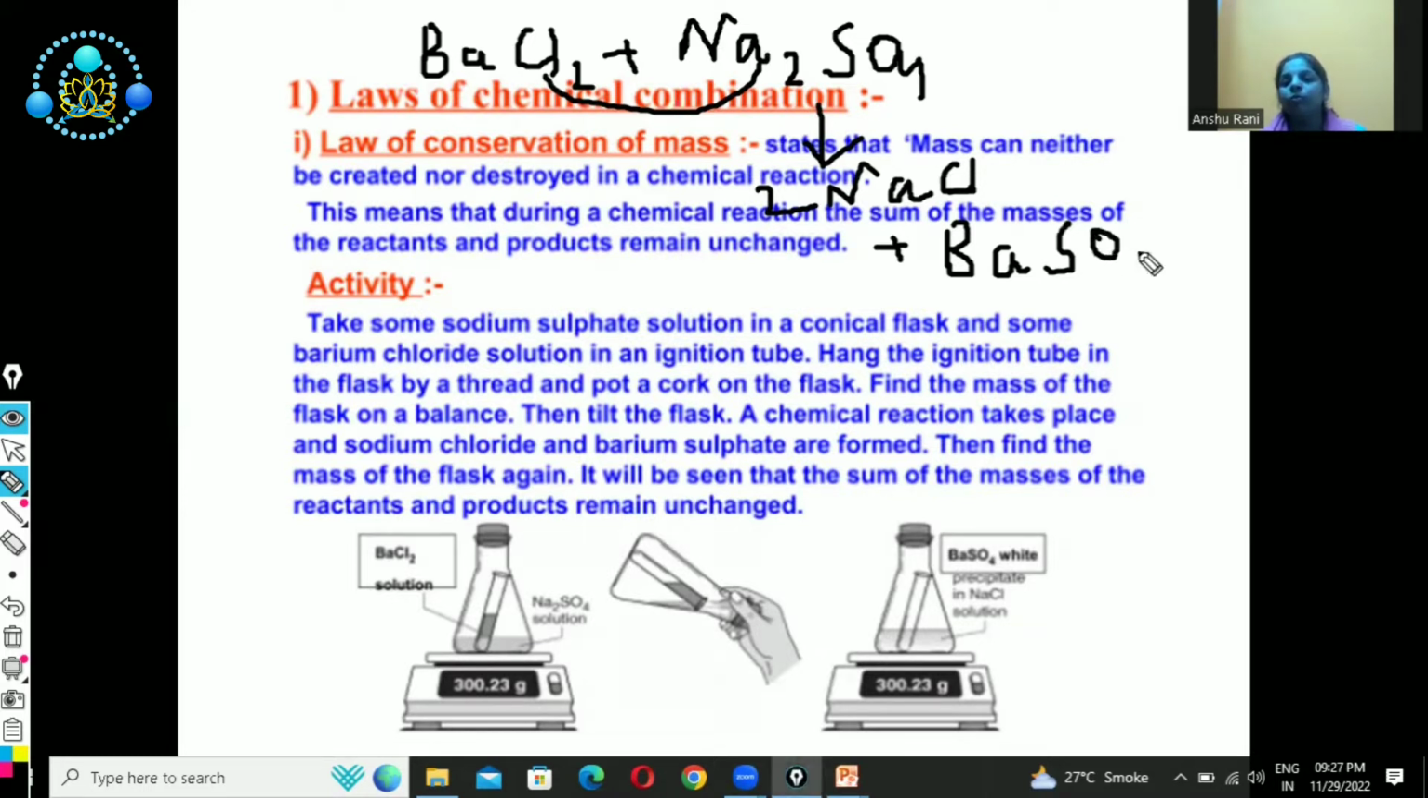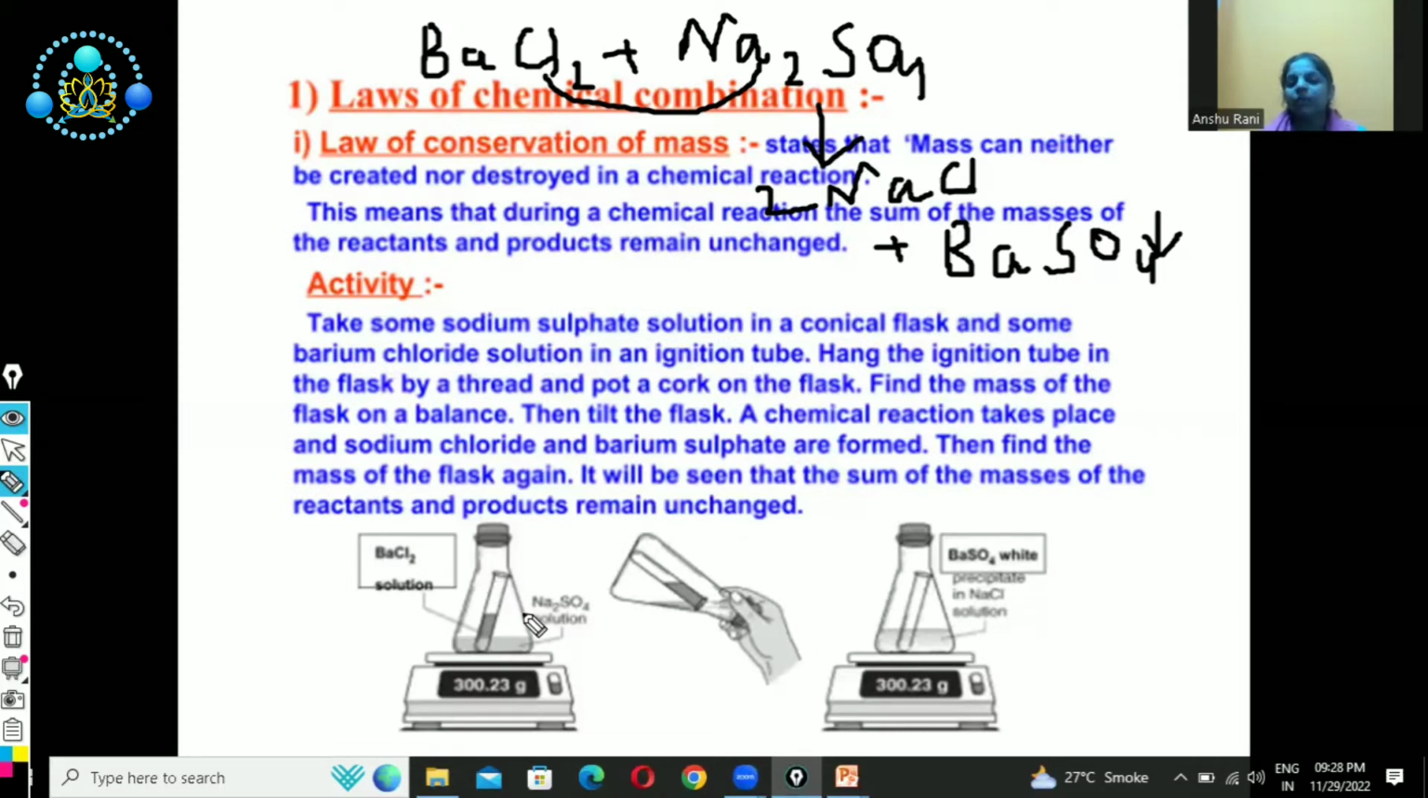Here we have to prove the law of conservation of mass. How will we do this? We are taking a conical flask. In the conical flask, we are taking sodium sulfate solution. Then we are taking an ignition tube. In the ignition tube, we are taking barium chloride solution. We are putting this ignition tube inside the conical flask and it is tied with a thread, and that thread is fixed in the cork. When you stretch the thread, this ignition tube will get mixed with the solution of sodium sulfate.